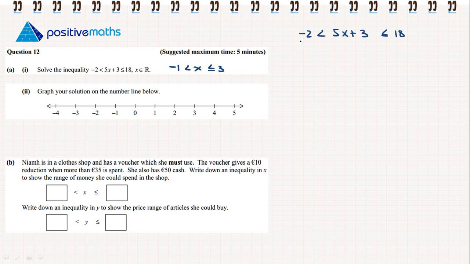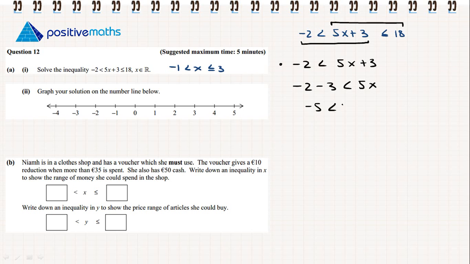The other way that we can do it is to take it in two parts. So we have minus 2 is less than 5x plus 3. Minus 2 minus 3 is less than 5x. Minus 5 is less than 5x. Minus 5 divided by 5 is less than x. So minus 1 is less than x.